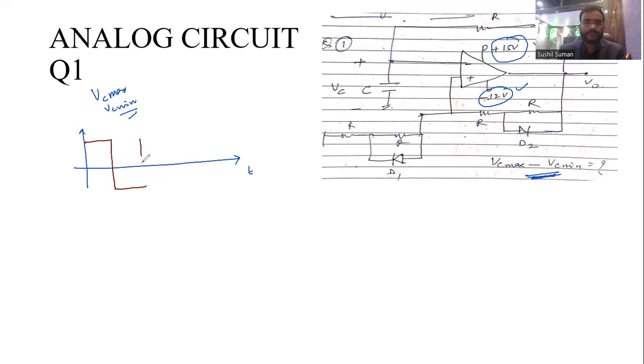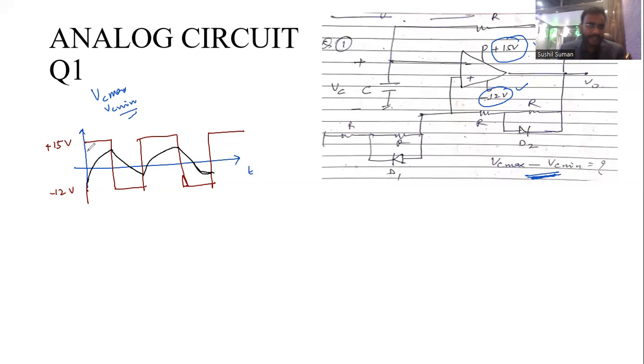For this square wave, the maximum potential, plus V saturation, is plus 15 volt, and the minimum is minus 12 volt. So there is charging and discharging of the capacitor. Let's charge for the positive half cycle, then in the next cycle let's discharge, then again charge, and this is your discharge. So there is charging, discharging, charging, discharging of the capacitor.